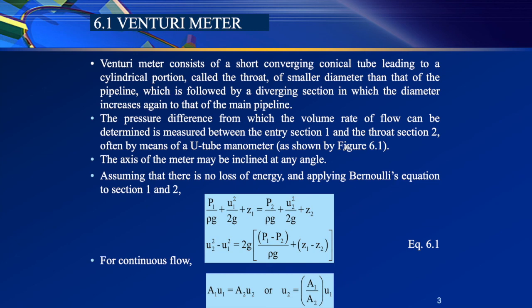So we will use the general Bernoulli's equation here. This is the general Bernoulli's equation. It is a summation of energy at point 1 and a summation of energy at point 2. So at section 1 and section 2, whatever pressure, kinetic and potential energy comes from section 1 will change to section 2. So that is the conservation of energy.